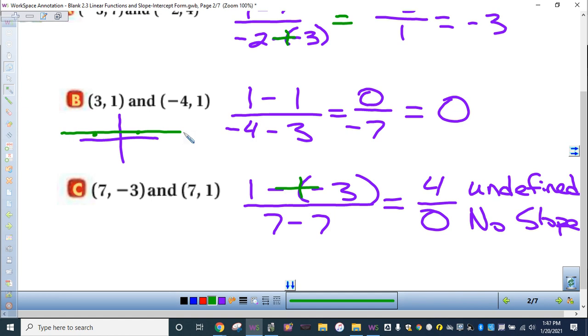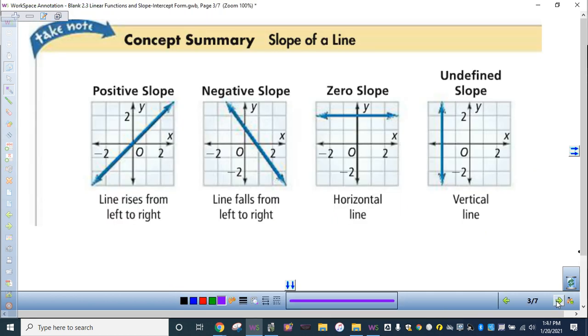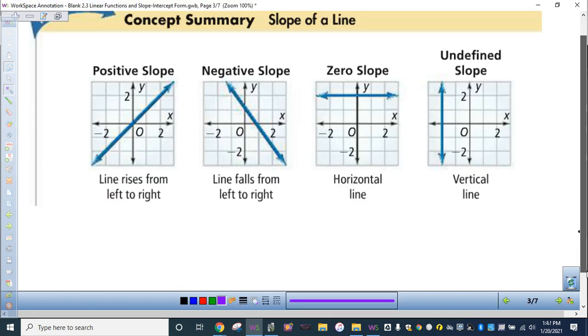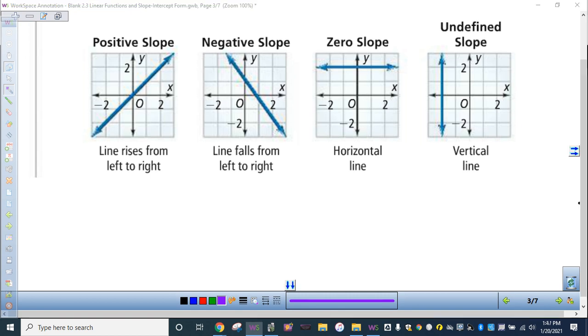To do that same thing on the bottom one here, if we have 7 on x, -3 on y, and we have 7 on x and 1 on y, that's going to be your vertical line. So vertical lines have no slope, horizontal lines have 0 slope. So that's just a little quick synopsis of that.